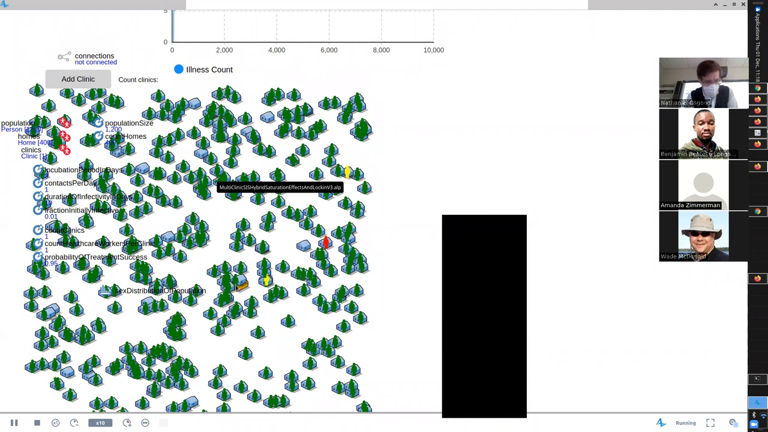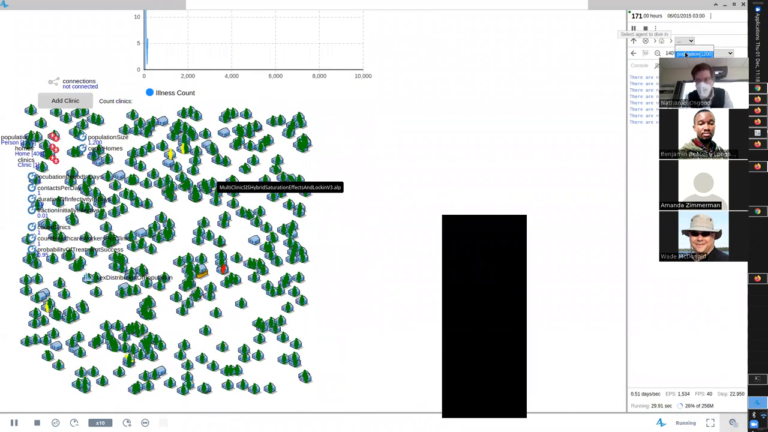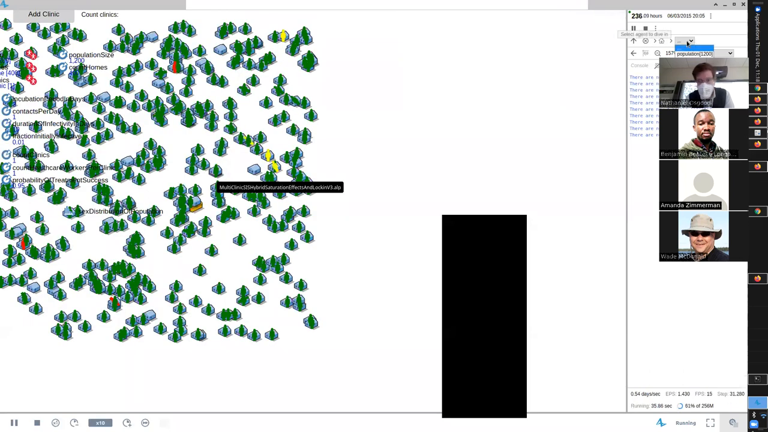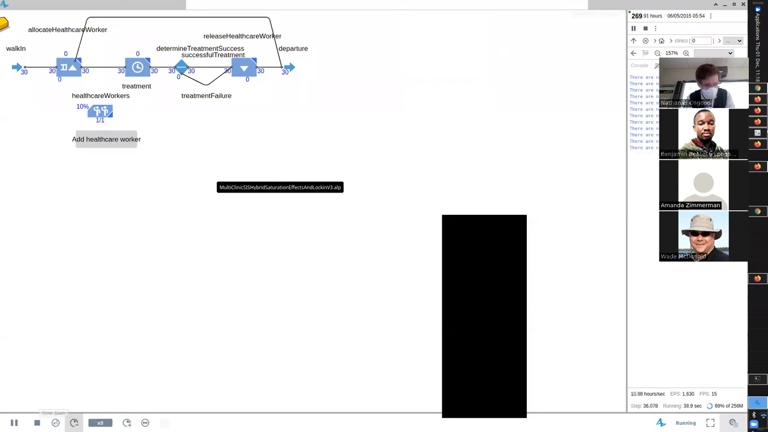And once they become infective and symptomatic, they're going to be presenting for care in the clinic. And of course, we can go look at the clinic here, and I'll slow this down a bit. But we can see, for example, there's one healthcare worker, only about 10% in demand, and there's people presenting for care, and virtually all of them have gone through the treatment pathway. No one yet has left without being seen. You can see these counts of the number that have come in and left via certain pathways here.